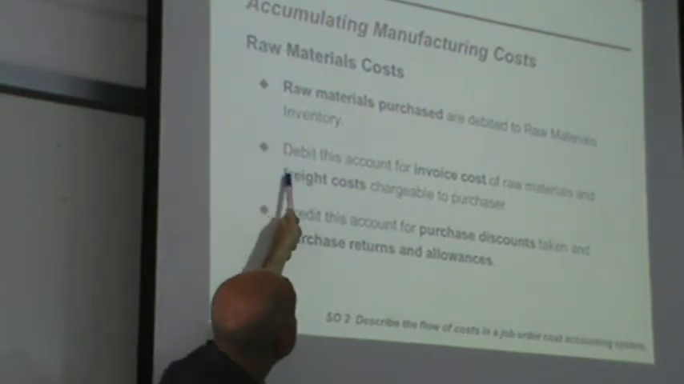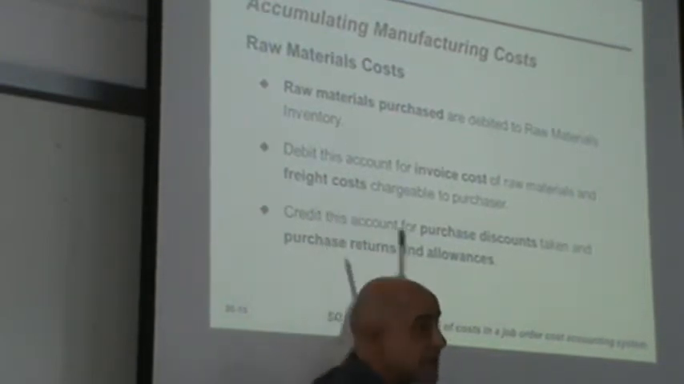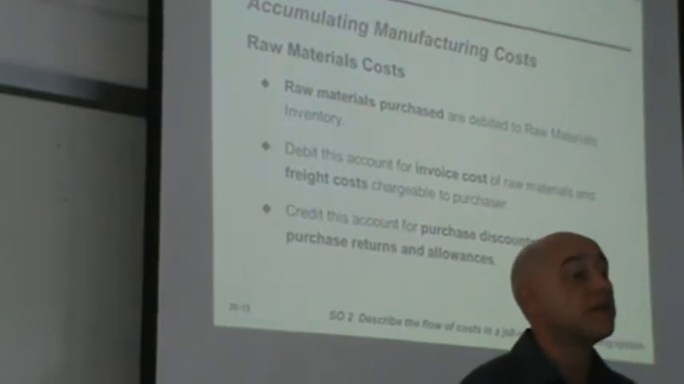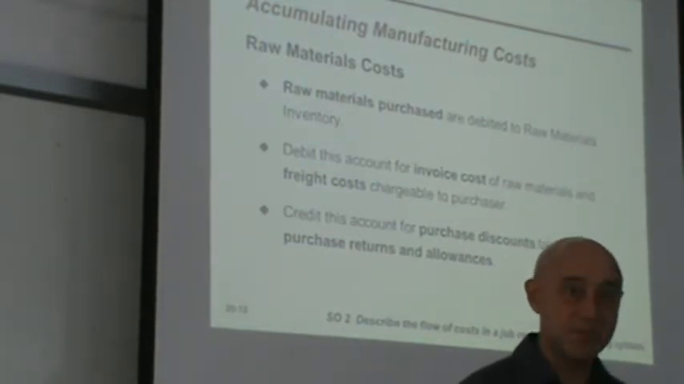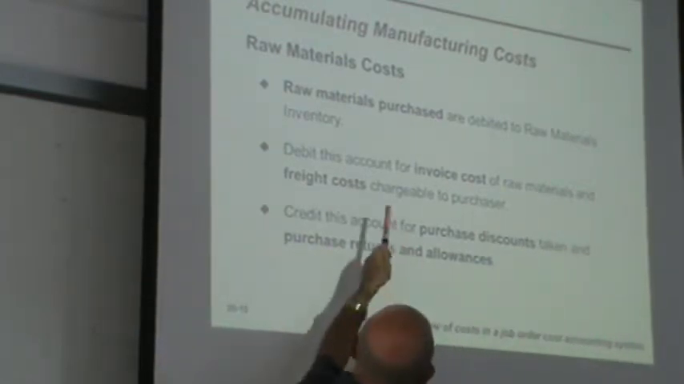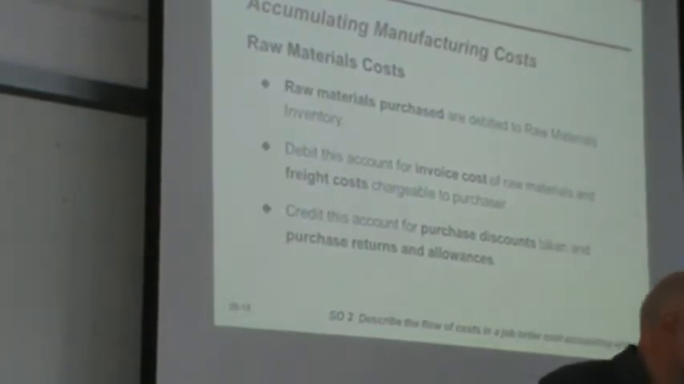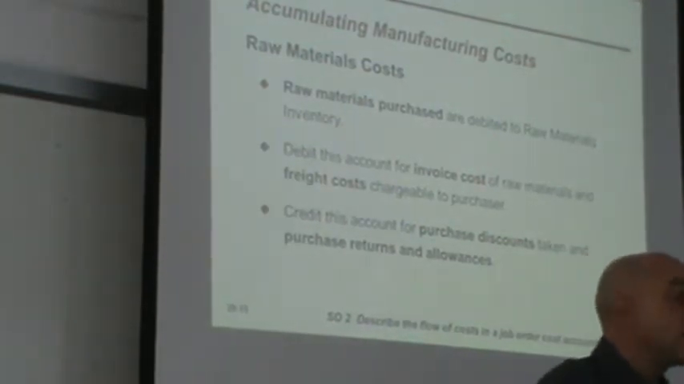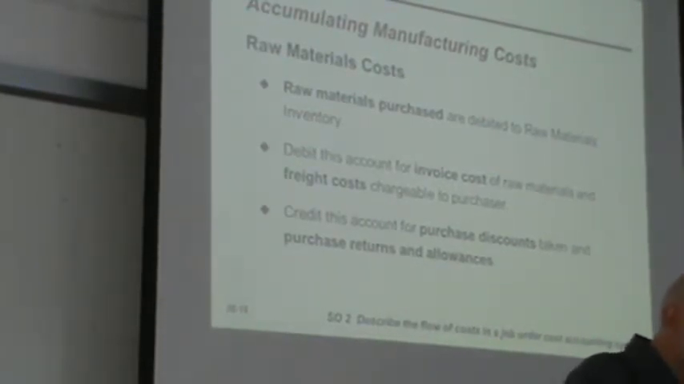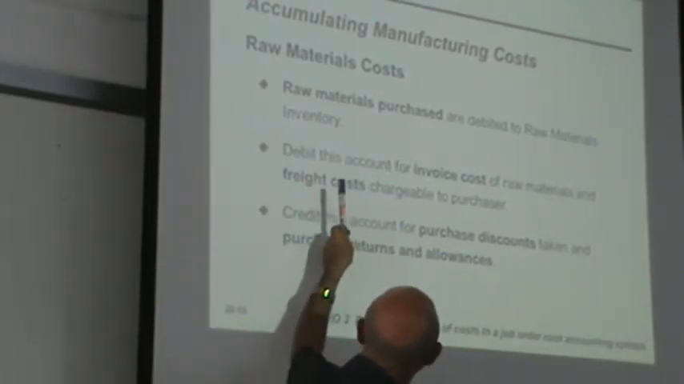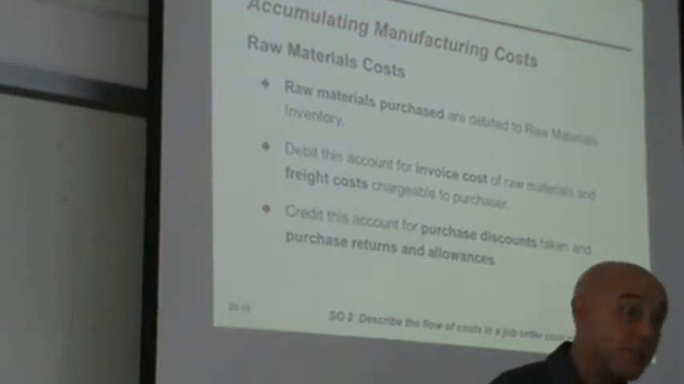When you purchase materials, you debit the invoice cost, and freight is the same as shipping, same as transportation. So the cost of material, for coffee, is 5,000 baht. For shipping, 500. The seller may say shipping is free, so you say shipping zero, okay? You add the shipping cost, and if it's zero, just say shipping zero. If you pay, you say what you pay.